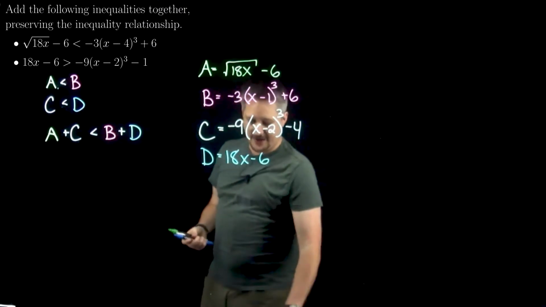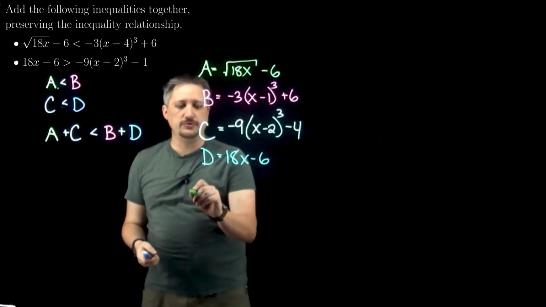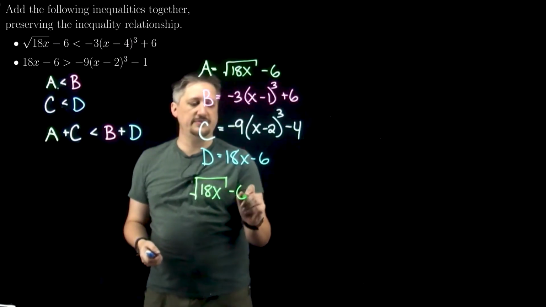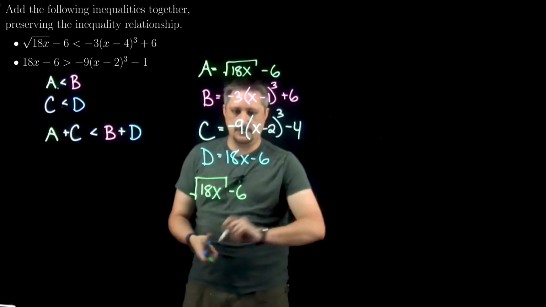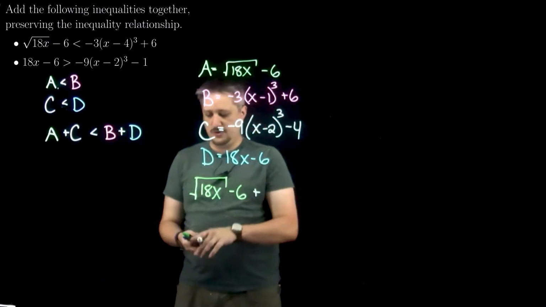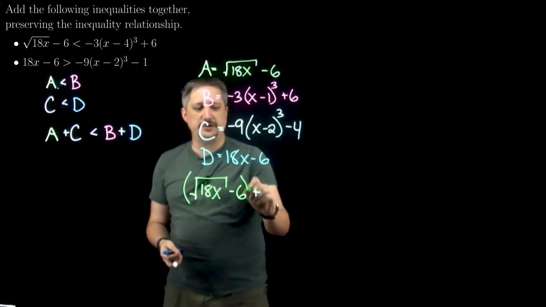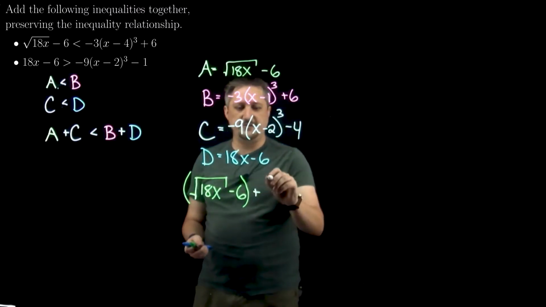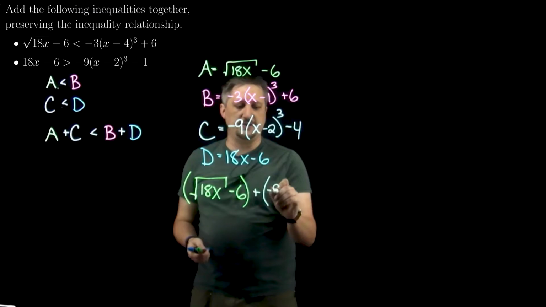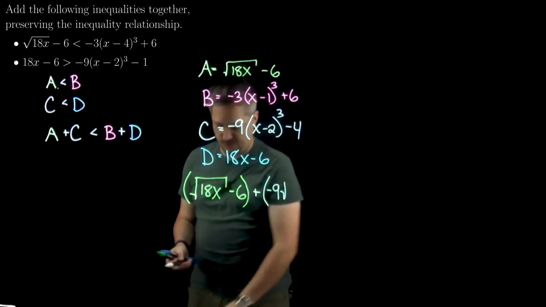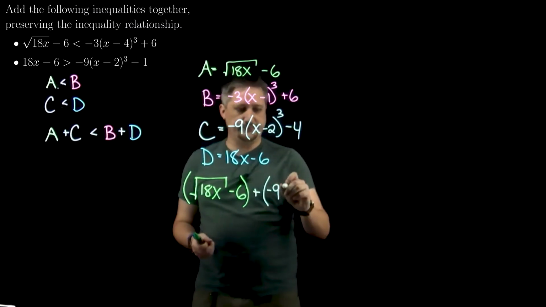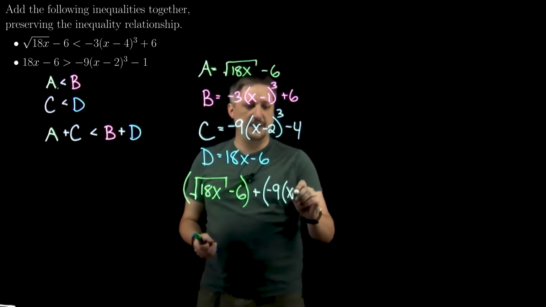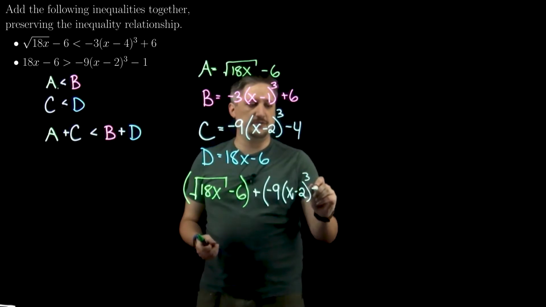So all I got to do is write this inequality. I'm going to take my A, square root of 18x minus 6, plus C. I know it's color coordinated, but just to be clear, it's always good to throw in parentheses. So I want C, so that's going to be negative 9 square root. That's not a square root, sorry. My brain was totally on autopilot. Happens to all of us. X minus 2 cubed minus 4.